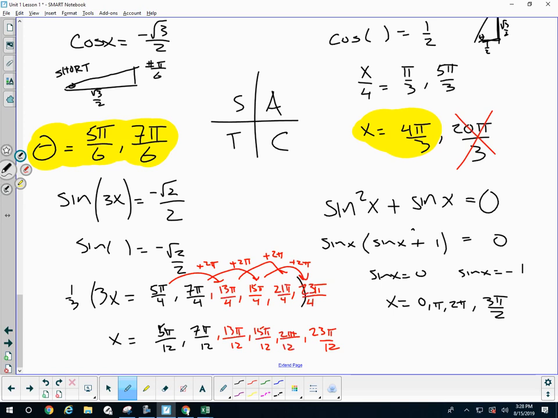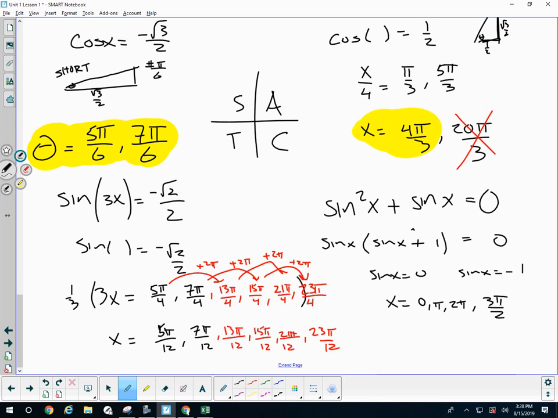Okay, you isolate the trig function. You then think of the triangle. You think of the location of the triangle. For cosine x equals negative root 3 over 2, cosine being the horizontal, I need a triangle whose horizontal side length is root 3 over 2. That's the shorter 30, 60, 90 triangle.